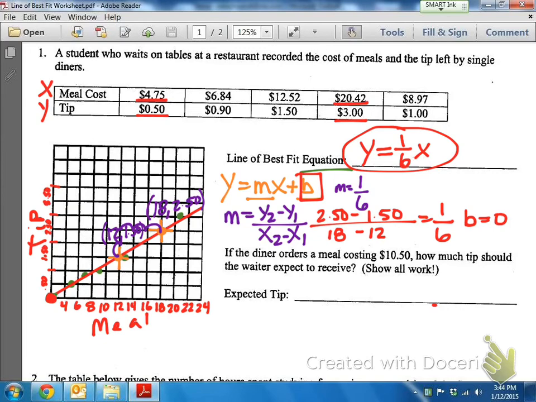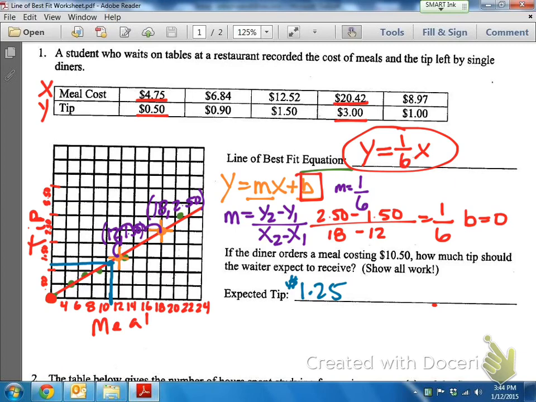Again, if the diner orders a meal costing $10.50, so let's come to my graph over here. So $10.50 would be about here. Again, not halfway in between, but just under half. So $10.50. How much tip should the waiter expect to receive? So you can draw a line to your best fit right there, and then come across here. And again, it looks like it would be somewhere around, again, it's between $1 and $1.50, so I'd say $1.25. So $1.25 should be the tip.